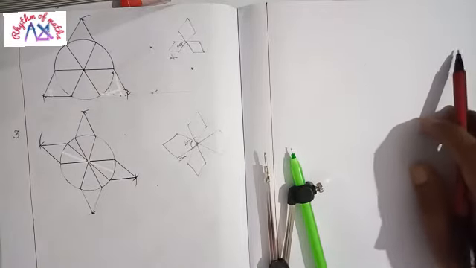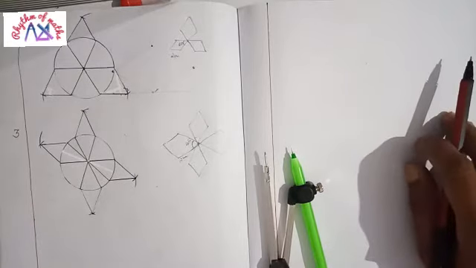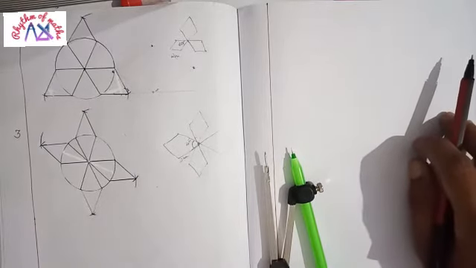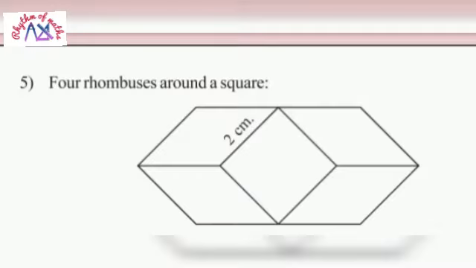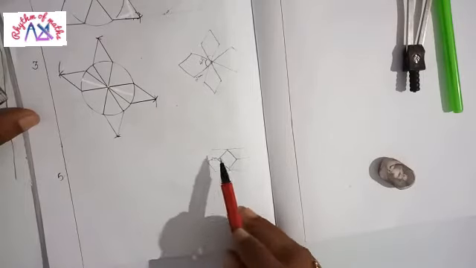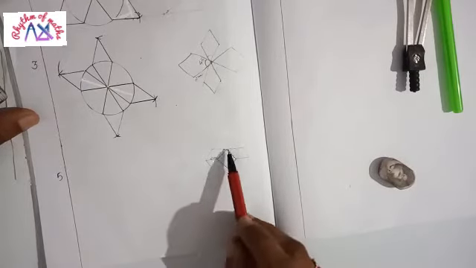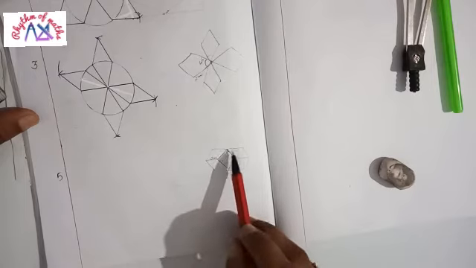Okay, now let's move on to the next question. The 4th one, try to do as homework. Now let's do the 5th one. Next question number 5: 4 rhombuses around a square with the side as 2 centimeter. So in question number 5, we have to draw 4 equal rhombuses around a square. Okay, a square in the middle.